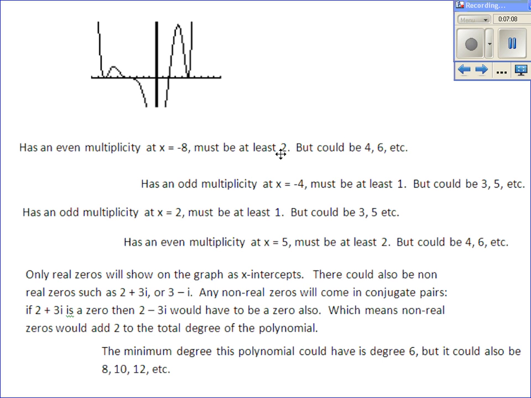So this could be at least, must be at least degree 2, but could be 4, 6, etc. So adding 2 each time. Same thing with the odds. It's got to be at least 1 here, but could be 3, could be 5. So could add another 2, 4, 6, whatever to the degree of the polynomial. Any non-real zeros would add a degree 2 to the polynomial. So it's got to be at least degree 6, but it could be larger than that by an even number.